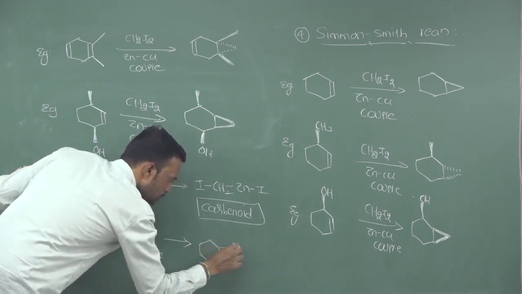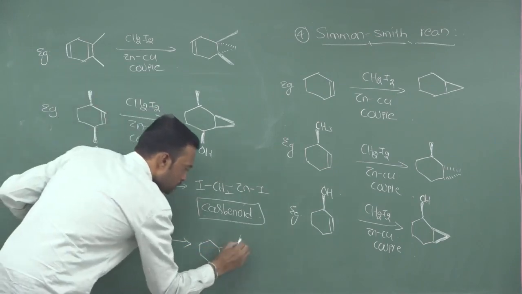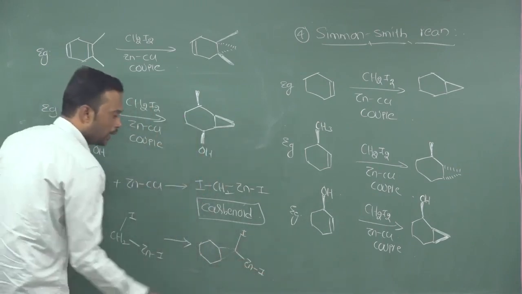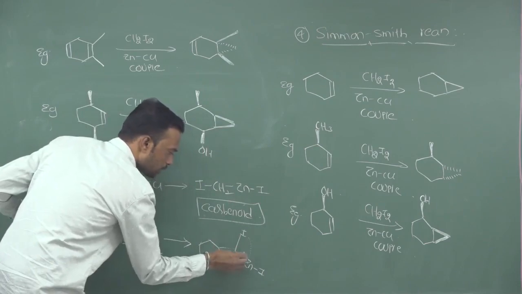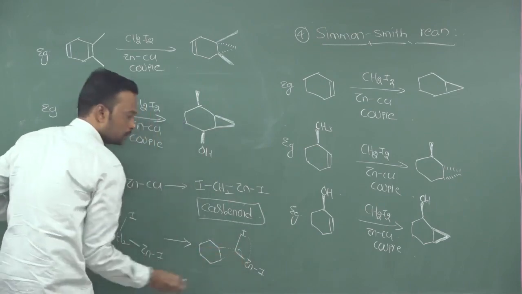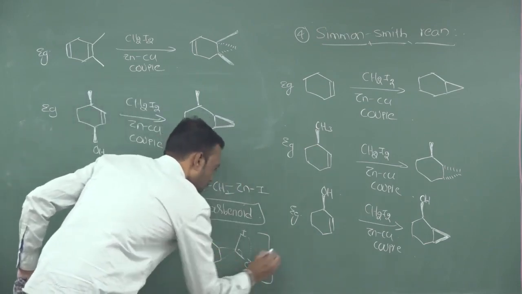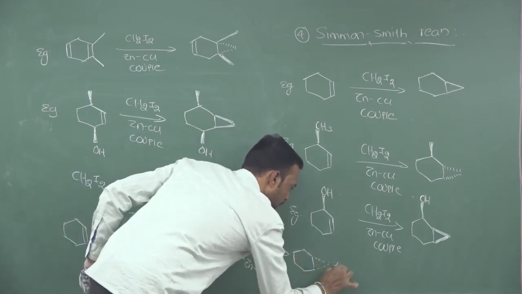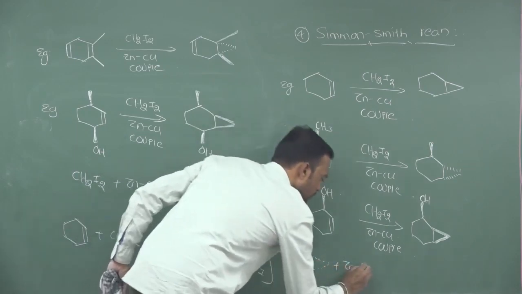Now see this, this is CH2, this is iodine, and this is CHI. Finally this iodine is taken by the zinc, and these electrons are completely transferred to this carbon. So this is the intermediate. After getting this, what is the answer? You may expect a cyclopropane, and what is removed? ZnI2 is a byproduct in this reaction.